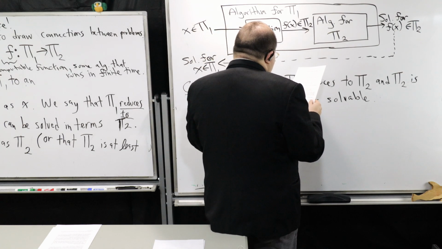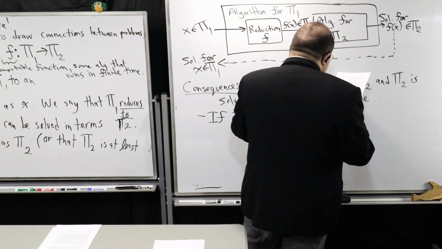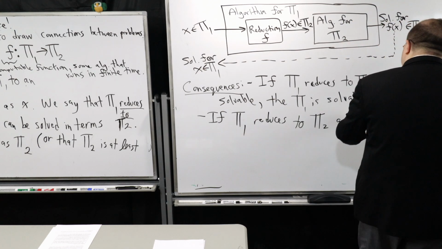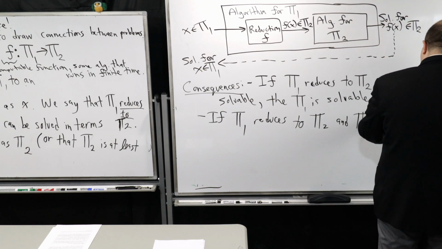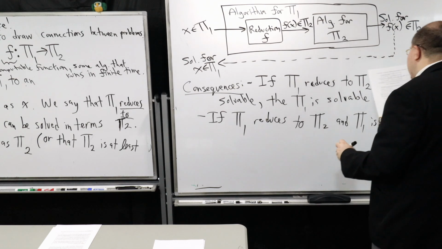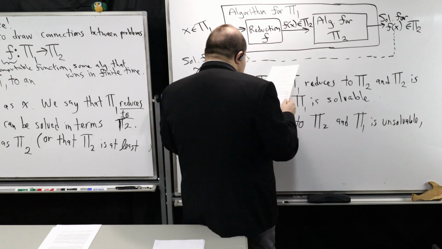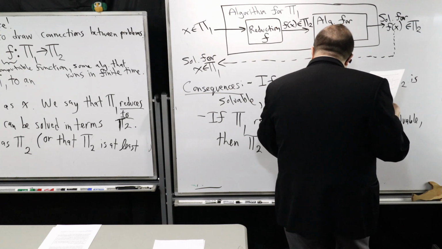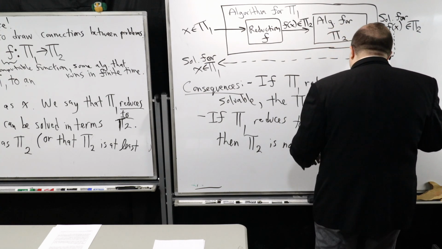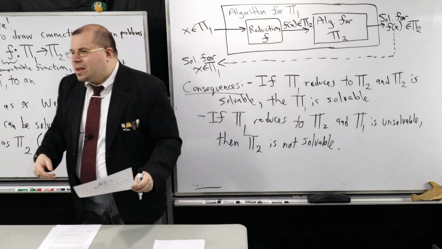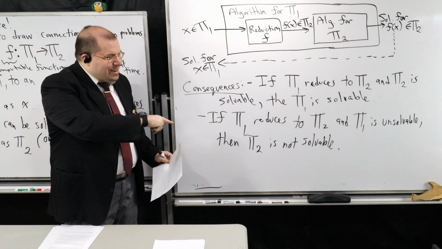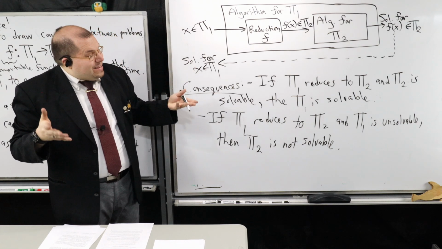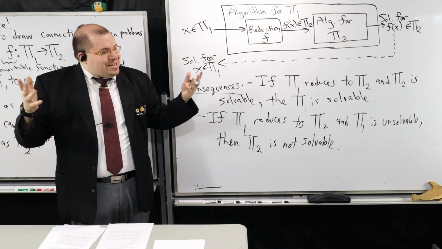If pi 1 reduces to pi 2 and pi 1 is unsolvable, then pi 2 is not solvable, right? It's a little bit interesting, right? Like, oh yeah, the reduction actually gives you a recipe. So if you know that pi 1 is unsolvable, all you do is, if you can translate it to instances of pi 2, then you can say pi 2 is also unsolvable.